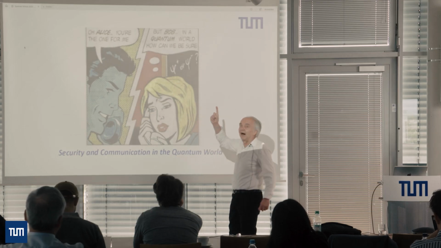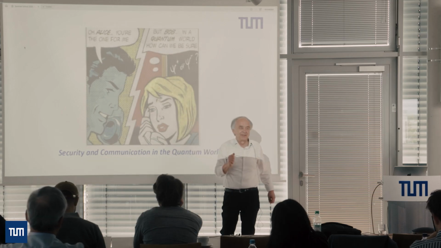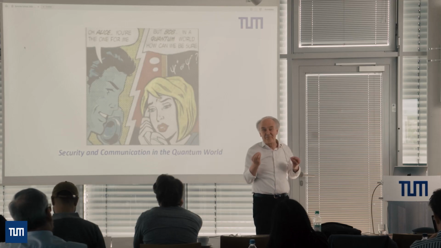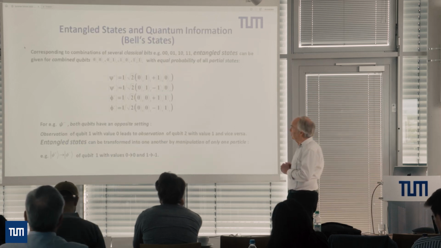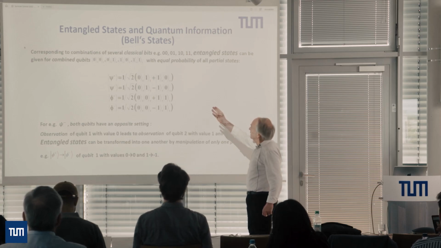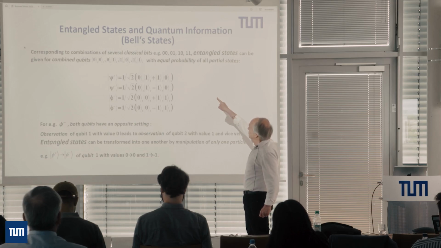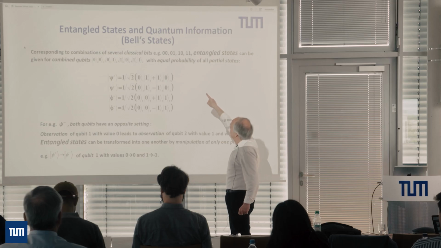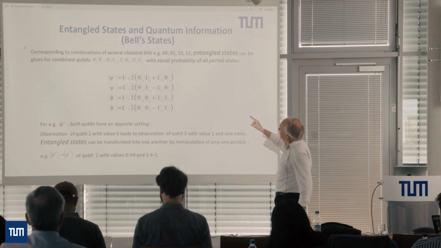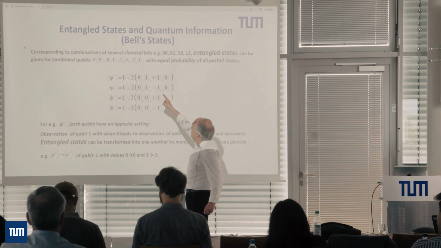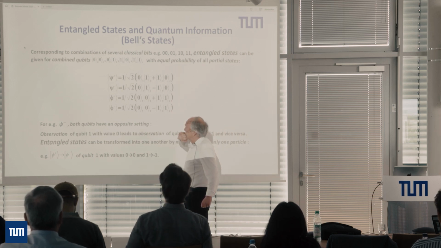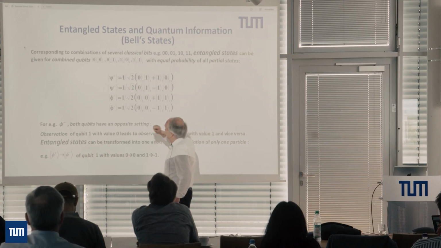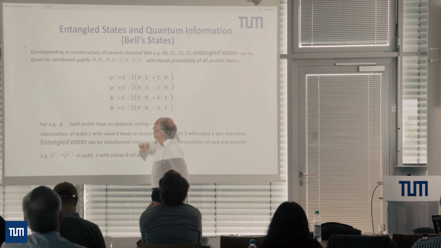Here Bob is saying, "Oh Alice, you are the one for me," and Alice is whispering or thinking, "But Bob, in a quantum world, how can we be sure?" On the blackboard in the background there are the symbols of the so-called Bell states, which represent this kind of entanglement. From a mathematical point of view, these correspond to combinations of several classical bits, for example 0,0, 0,1, 1,0, and 1,1. They correspond to entangled states for given combined quantum bits, with equal probability for all partial states. Here are the examples of the so-called Bell states, psi plus/minus and phi plus/minus.